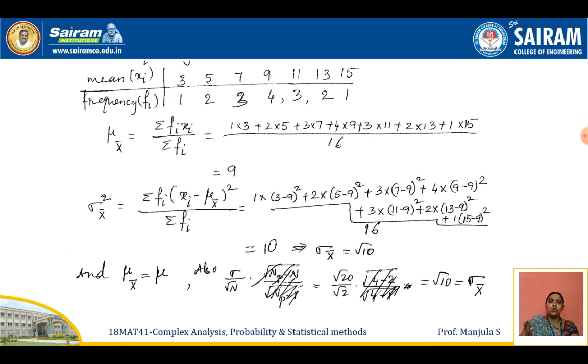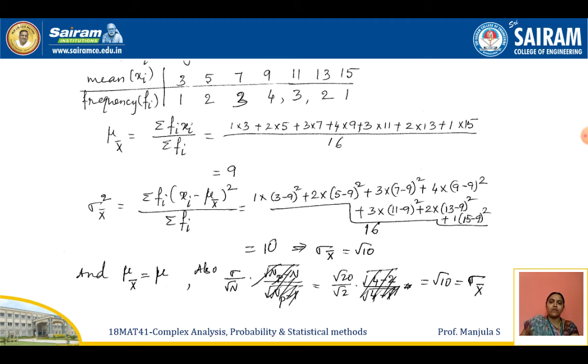Now we'll find out the mu x bar. The formula is summation of f into x divided by summation of f. With the help of that we are getting the solution as 9. Now we'll find out the sigma x bar square. The formula is summation of f into (x minus mu x bar) whole square divided by summation of f. By substituting all these values we are getting 10, but we need the standard deviation, so we are getting the solution as square root of 10.